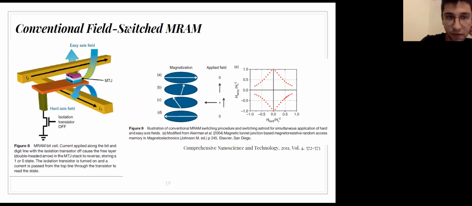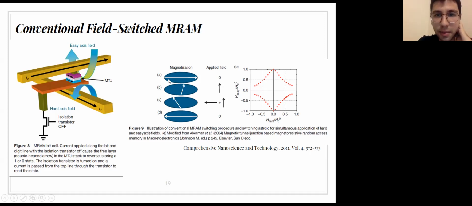So we see here conventional field switch MRAM. We just have a magnetic tunnel junction with a fixed layer at the bottom and then a free layer at the top. We here see two axes. Actually, one is oriented towards the hard axis and the other for the easy axis field. What the hard axis field does is it makes it easier for us to switch the upper layer. The easy axis field is well declared here.